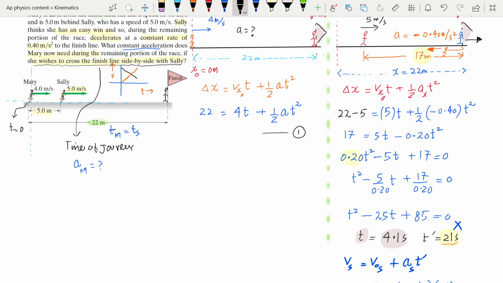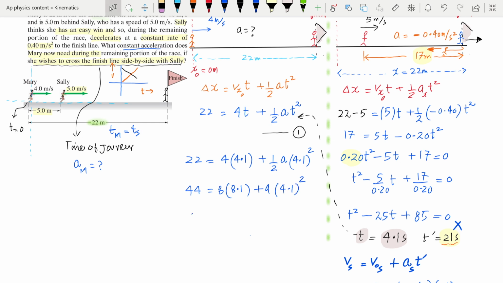Now we are going to use this value of time in this equation to find the acceleration. So let's plug the value here. Why are we plugging the value? Because you remember we discussed that both are finishing the race at the same time, that's why. So if I multiply the whole equation by 2, it will be 44 is equal to 8 into 8.1 plus a into 4.1 square.